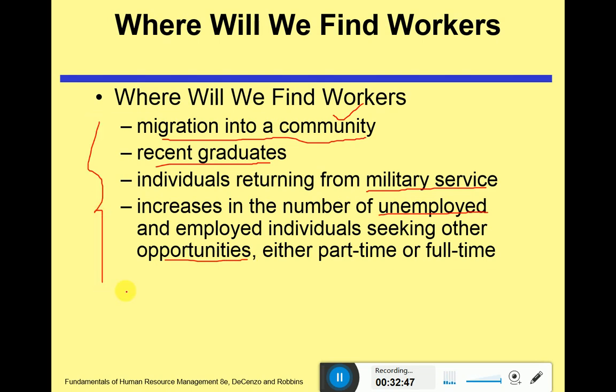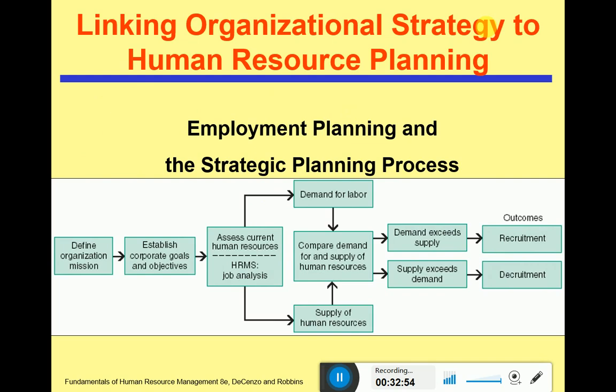So these are the different techniques or aspects of areas where the HR department is able to find the workers in advance. These are the tools the organization's human resource management uses during the HRP process.